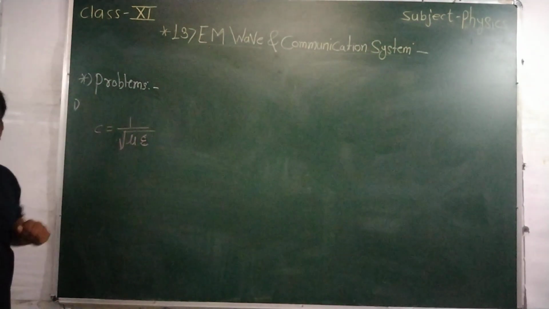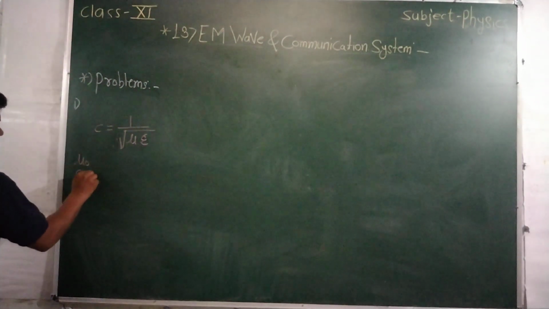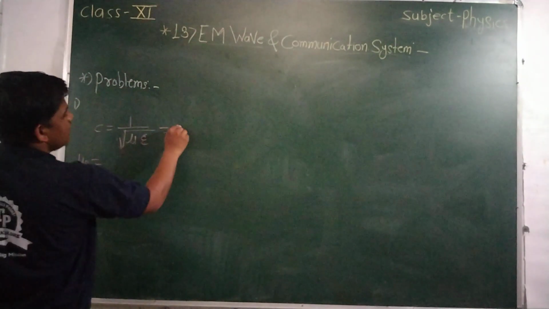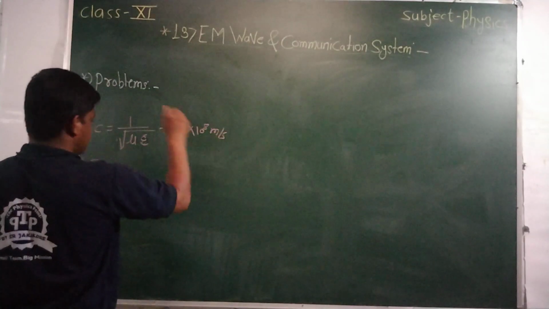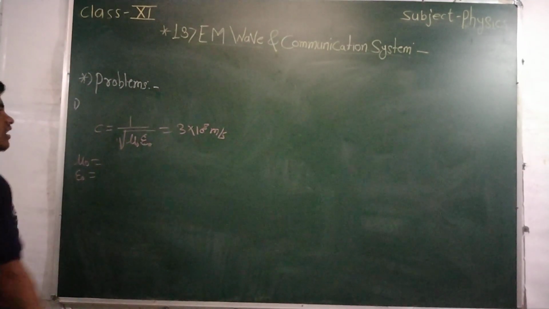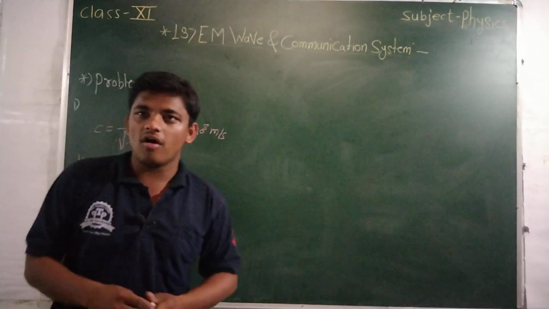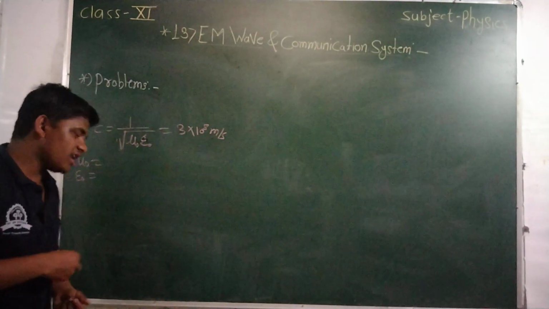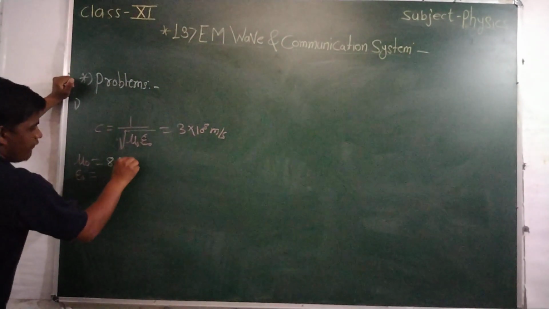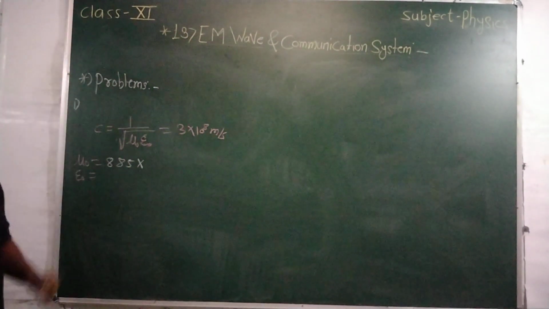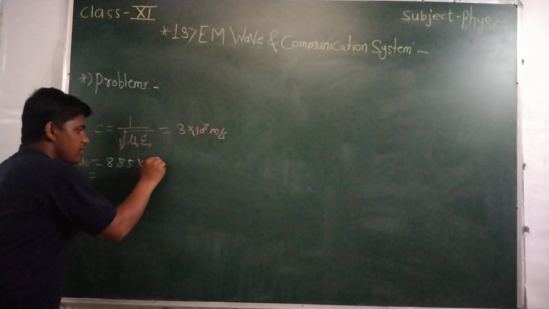This is the formula for calculating the velocity of the electromagnetic waves. We know that mu 0 and epsilon 0 give the speed as 3 into 10 raised to 8 meter per second. Okay, this speed is the speed in the vacuum or free space, but they give 8.85 into 10 raised to minus 12.